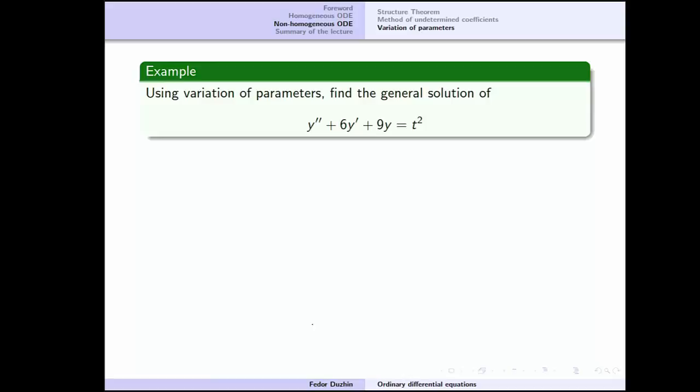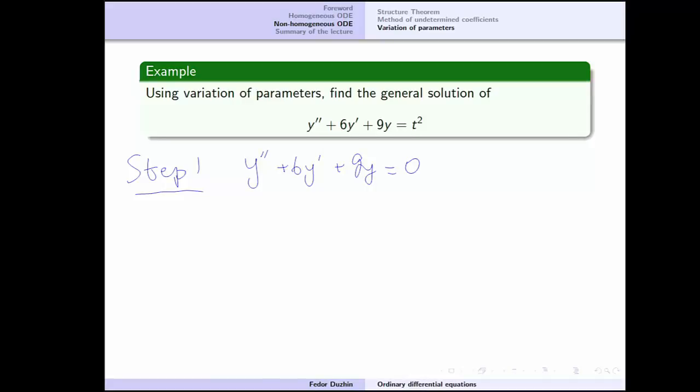So the first step of variation of parameters, whenever you want to do it, is always producing two linearly independent solutions of the corresponding homogeneous equation. Right? So I will do it: y double prime plus 6y prime plus 9y. Our equation equals t squared, but I will change t squared to 0. So that's the corresponding homogeneous equation.